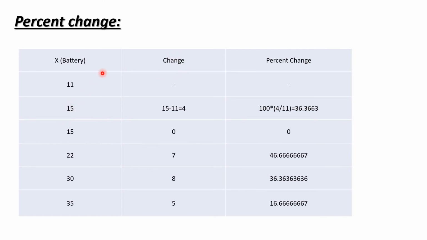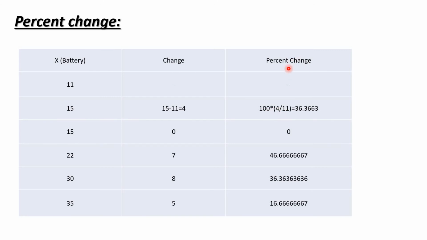How to calculate the change between these two consecutive terms? So this is 15 minus 11, this is 4. This is 15 minus 15, 0. 22 minus 15, 7. 30 minus 22 is 8. 35 minus 30 is 5. Okay, this is nothing but calculating the subtraction between two consecutive elements, right?